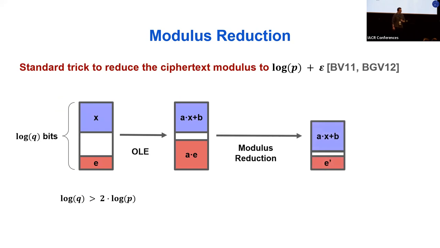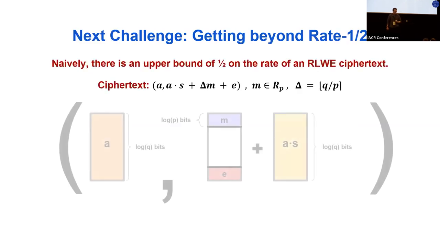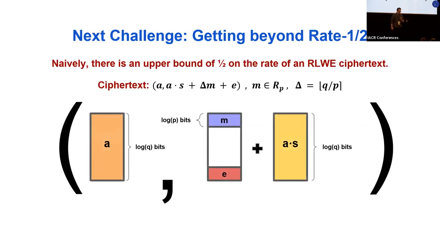It's called modulus reduction. So you start with a large modulus that's bigger than twice the plaintext modulus. Then you finish the OLE computation. And then when you're finished with all of the computations, you just reduce the modulus down and you end up with this much smaller modulus that is smaller than twice the plaintext modulus. So this is fine. But the second challenge now is that our ciphertext actually has two polynomials.